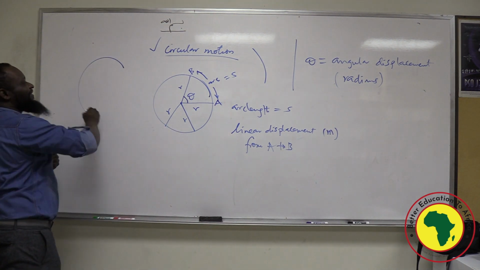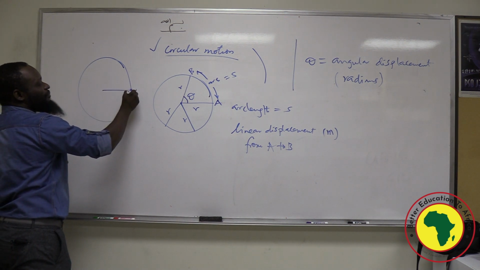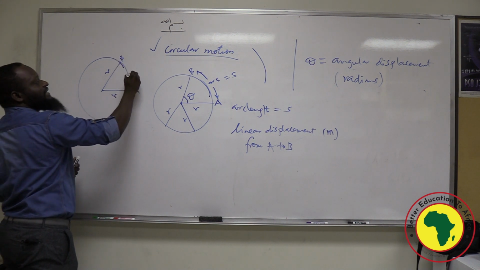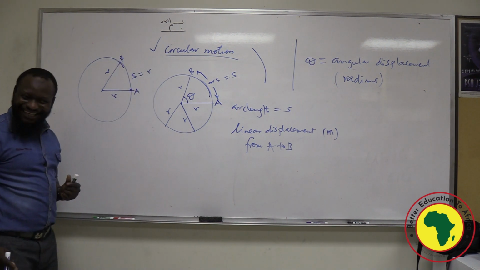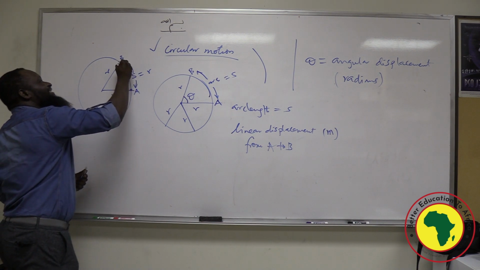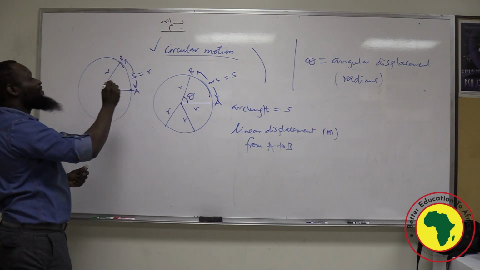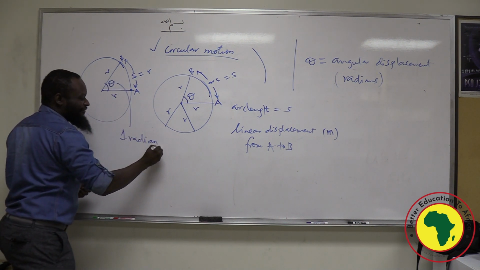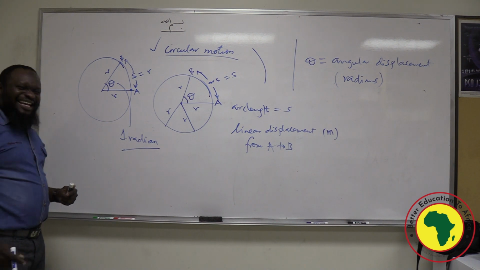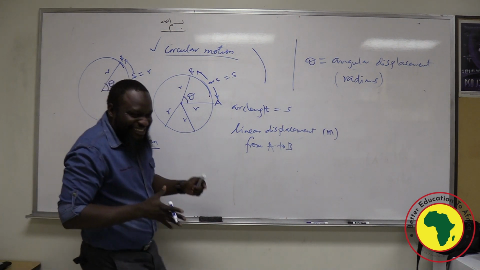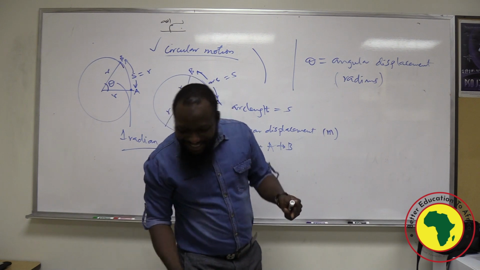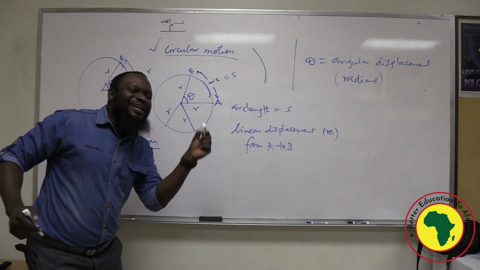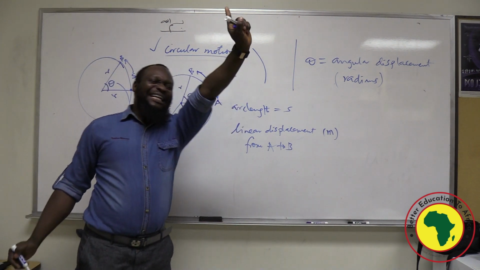If I have a circle like this and a particle starts from point A, the radius of this circle is R. If I move from A to B a distance S equal to R, when I move an arc distance that is equal to the radius of my circle, then the angle subtended is said to be 1 radian. This is the definition of a radian. So when you move an arc distance equal in magnitude to the radius of your circle, you have moved an angular displacement of 1 radian.